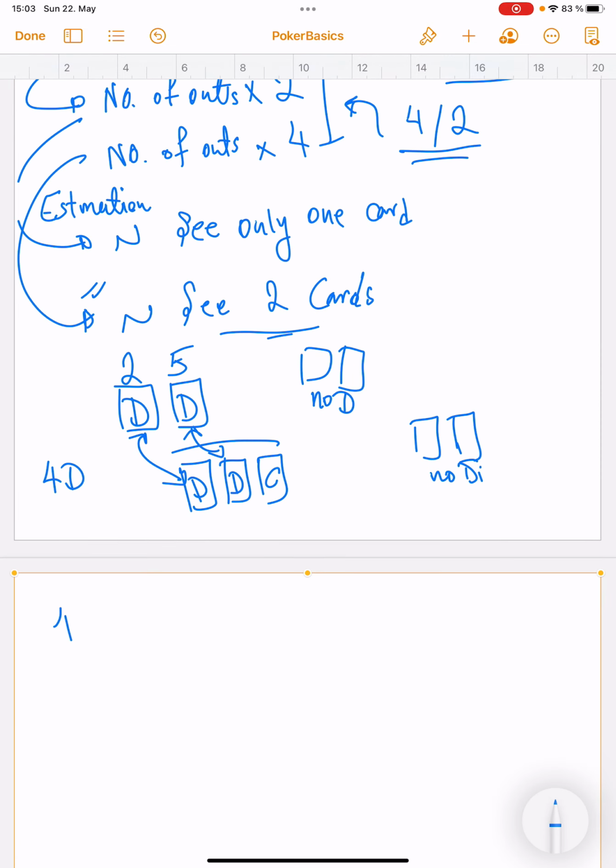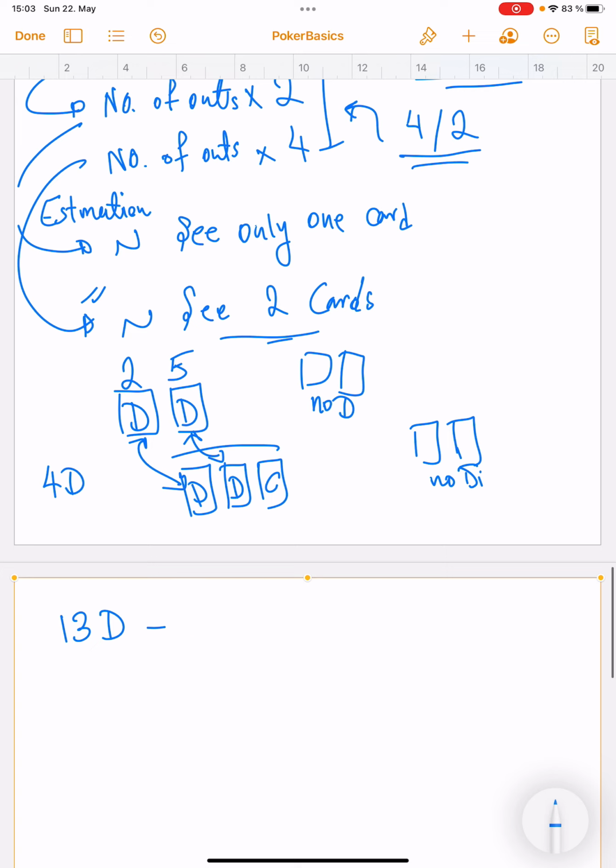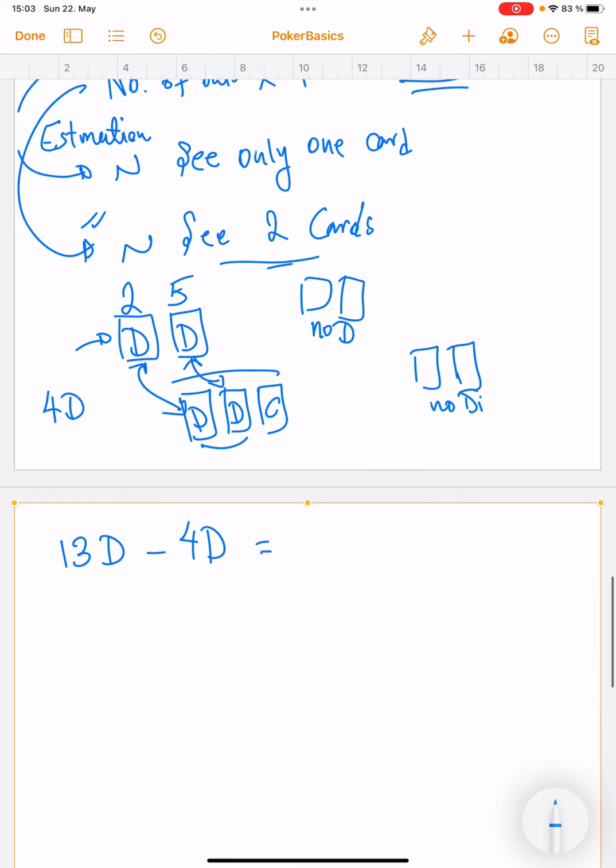So there are 4 diamonds, and in total, let me erase this one. So there are 13 diamonds in total, ace through king. And 4 diamonds are already there, so 2 are in the background and 2 are in your hand. So then there will be only 9 diamonds. So in general, you call this 9 outs.